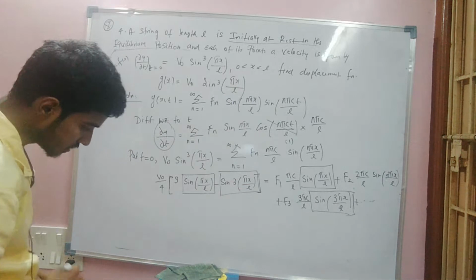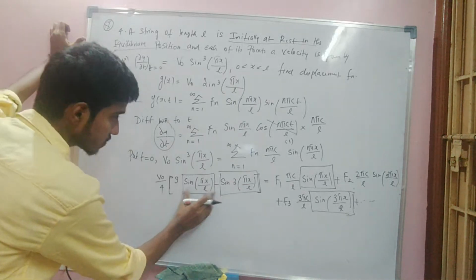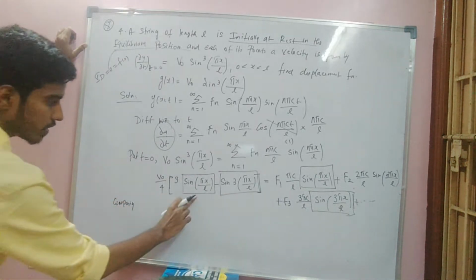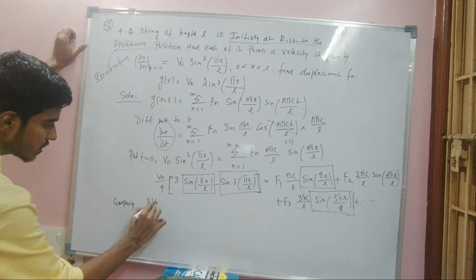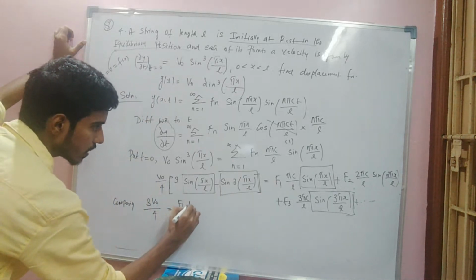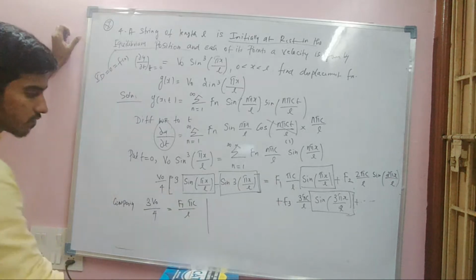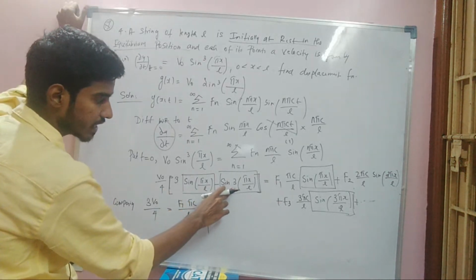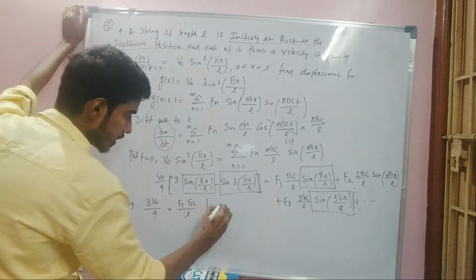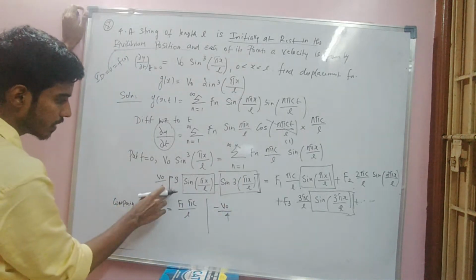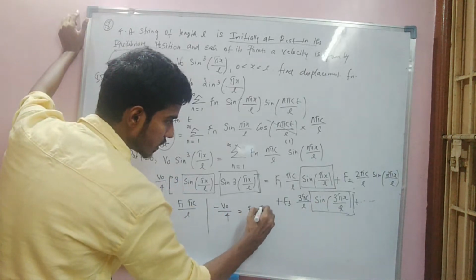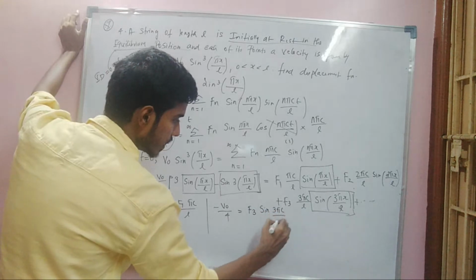So when I equate this, here sin n pi x by L, here sin n pi x by L. So comparing, here we will have sin n pi x by L. We multiply, we will have 3 V naught by 4 sin n pi x by L, and this is equal to F1 pi c by L, right. This is the first term. And here what is the coefficient for sin 3 pi x by L? Sin 3 pi x by L coefficient is minus V naught by 4, right, minus V naught by 4. So I need to multiply here, so minus V naught by 4. And here what is the coefficient for sin 3 pi x by L? It is F3, 3 pi c by L.